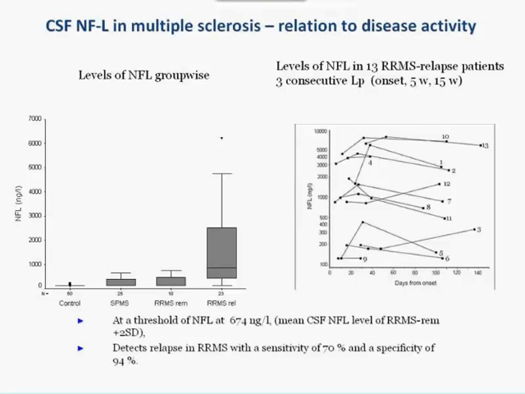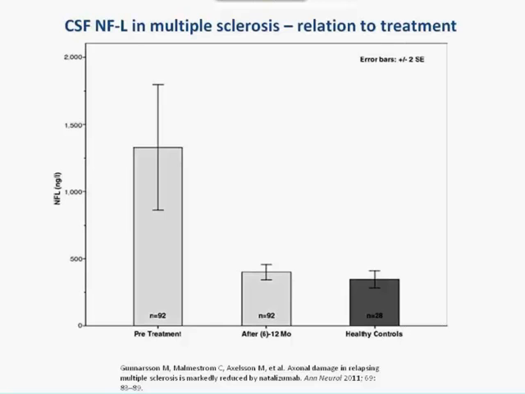This is another slide showing an association of CSF neurofilament light concentrations with relapse in multiple sclerosis. And if you treat patients with multiple sclerosis, CSF neurofilament light concentrations normalize. This is an image we would like to see in neurodegenerative diseases, but we haven't seen it yet. Most likely because the drugs do not work, or the neurodegenerative diseases are more complicated than multiple sclerosis, which is of course also a very complicated disease. But here the biomarker normalizes in response to successful treatment.